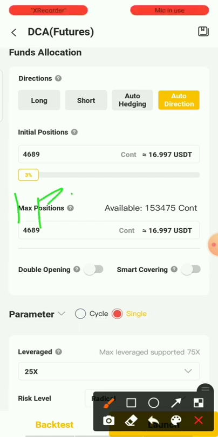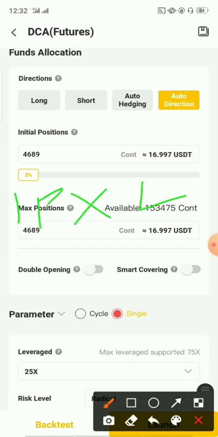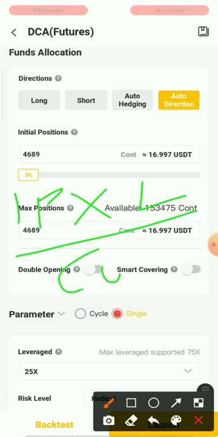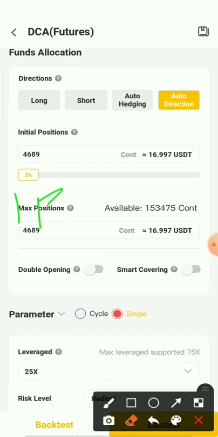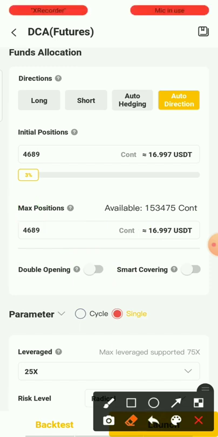multiplied by my leverage divided by my initial contract, the initial contract here. So what this means is this: on this particular screen now, I'm going to say this 4,689, that is my initial position. This one here, 4,000.